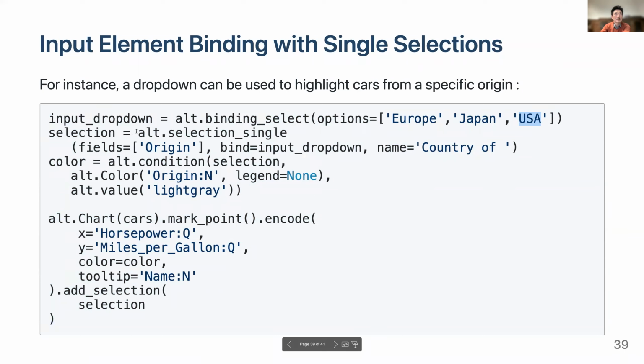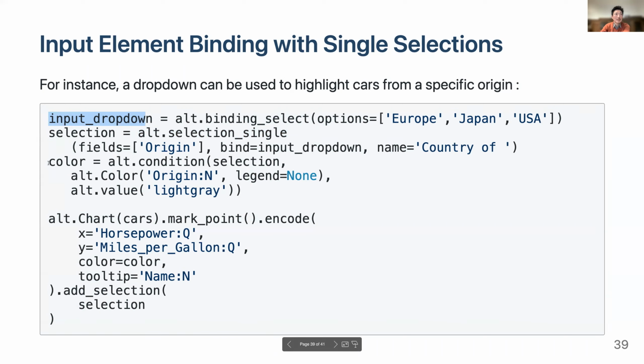And this is the selection single, which you've seen before, selection or interval. And the fields will be the origin in the data set, and it's going to bind with the drop-down. The input drop-down is this one here. So whatever is selected, one of three, will be used to set, essentially filtering, the origin field.